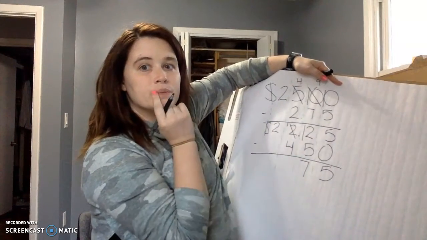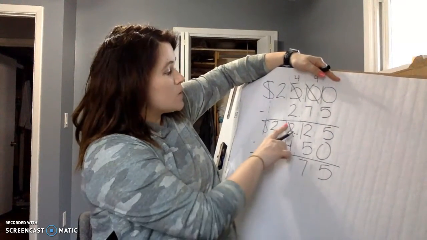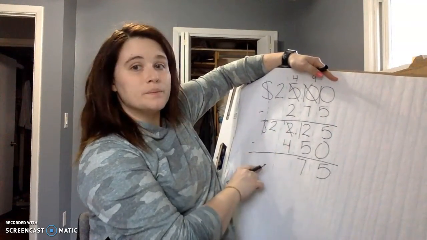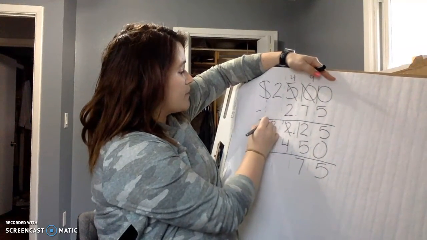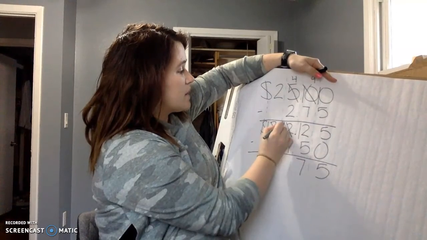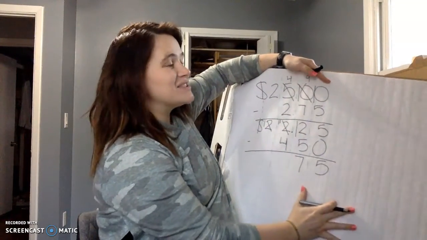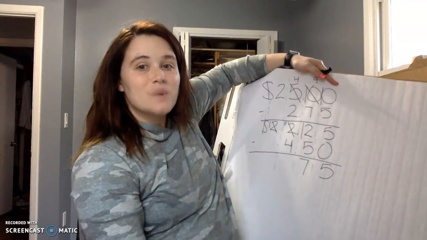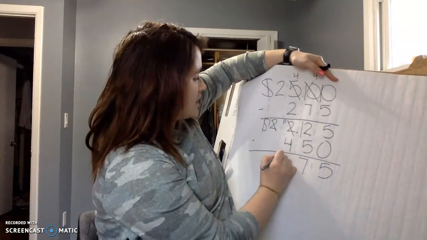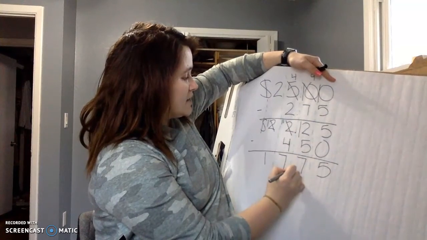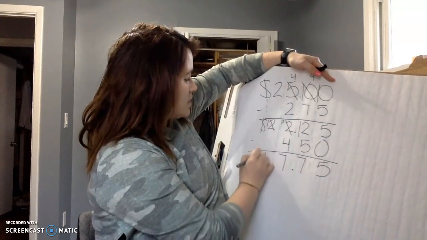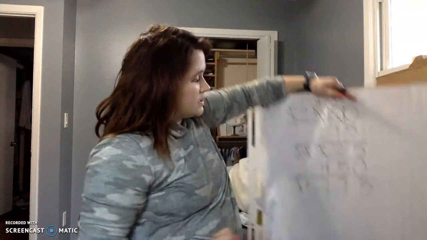Ooh, this is where it gets tricky. Can we take 1 minus 4? No, so we need to take away from this 2. So this 2 is going to become a 1. And this one's going to become an 11. Good job. What is 11 minus 4? We got another 7. And 1 minus 0 is 1. We got to drop our decimal and our dollar sign. So $17.75 is our new total.